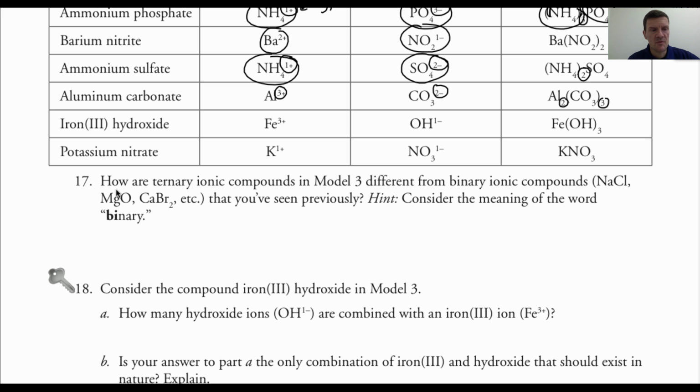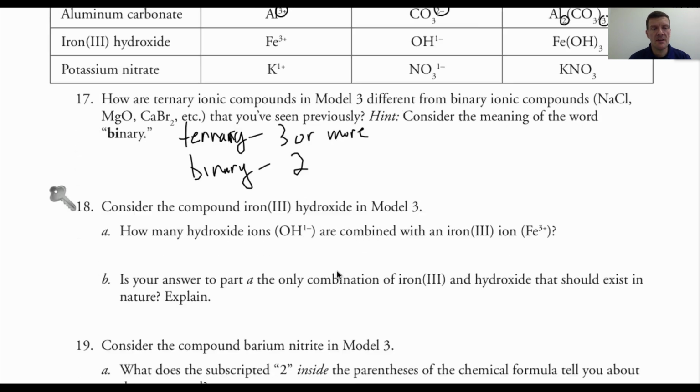I probably have answered some of them already, but let's go through these so that you can check to see how you did. How are ternary ionic compounds in Model 3 different from binary ionic compounds that you've seen previously? So it just means that with ternary, you've got 3 or more elements. A binary has 2 elements involved, metal and non-metal.